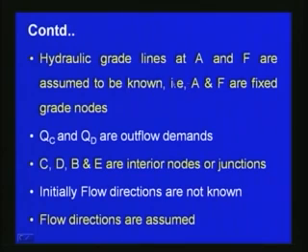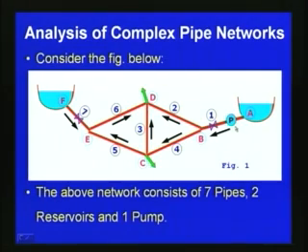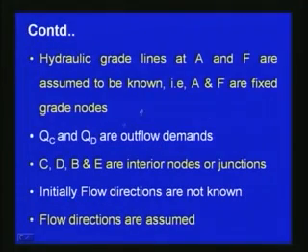So, now here between A and F we have got 2 reservoirs. These 2 reservoirs A and F are assumed, the hydraulic gradient lines at A and F are assumed to be known, or the piezometric heads are known at A and F, and these nodes at A and F are called fixed grade nodes. So, for A and F we consider the values are known and we call them fixed grade nodes.